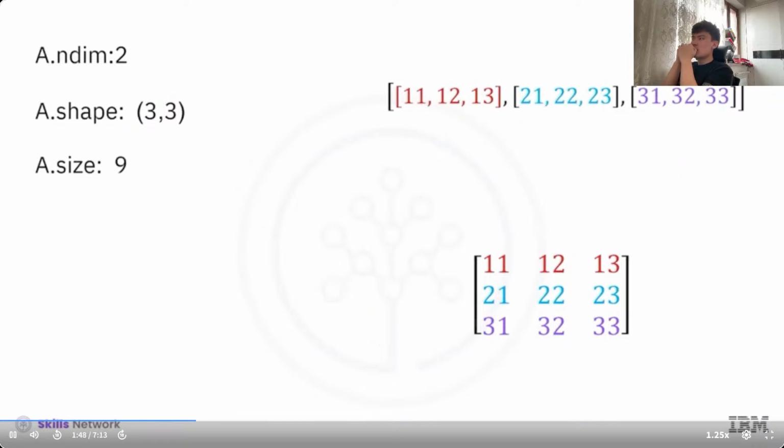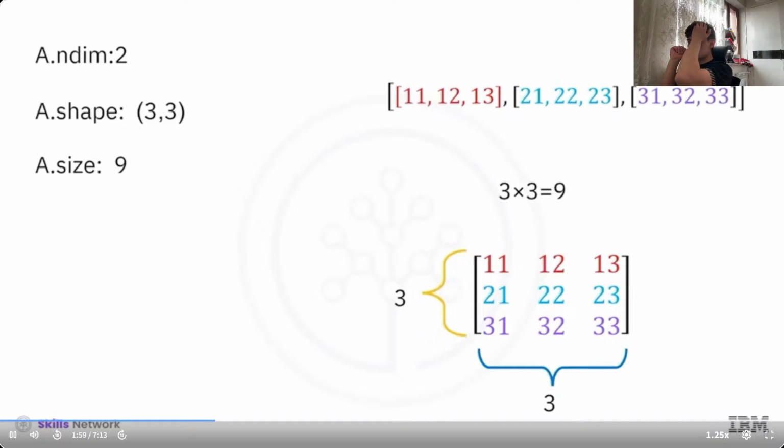We can also use the attribute size to get the size of the array. We see there are 3 rows and 3 columns. Multiplying the number of columns and rows together, we get the total number of elements, in this case 9. Check out the labs for arrays of different shapes and other attributes.